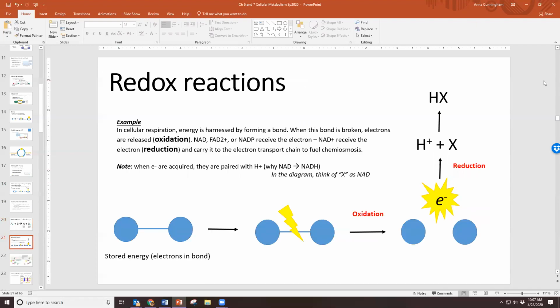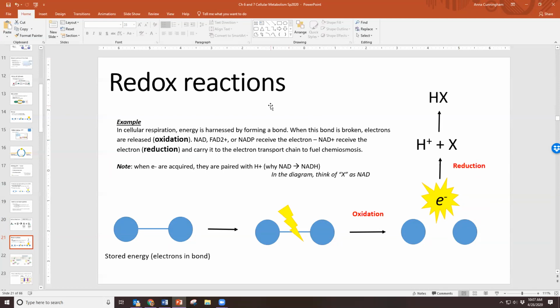So for oxidative phosphorylation, we will always have a molecule oxidized, and we're always going to have another molecule reduced. And that reduced molecule is going to serve to basically carry that electron to the second part of the requirement for oxidative phosphorylation, which is the electron transport chain. Because remember, oxidative phosphorylation occurs in two parts: redox reactions and an electron transport chain.